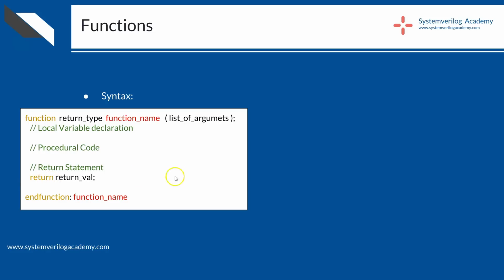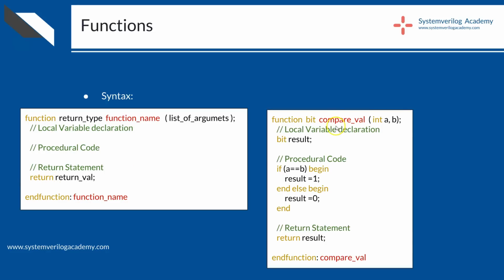Here is an example. The function name is compare_val and its return type is bit. It has two formal arguments a and b, which are of type int. Here is the local variable declaration and here is the functional description.